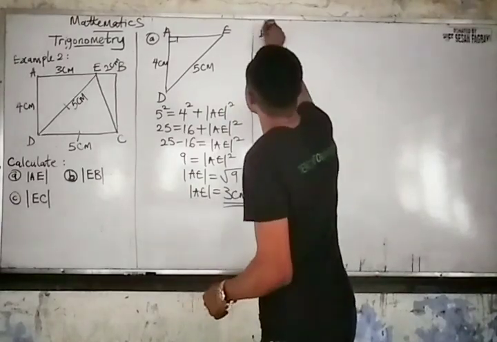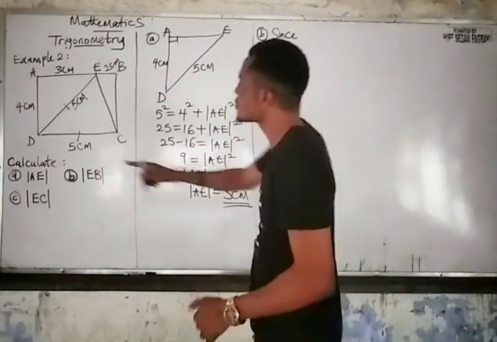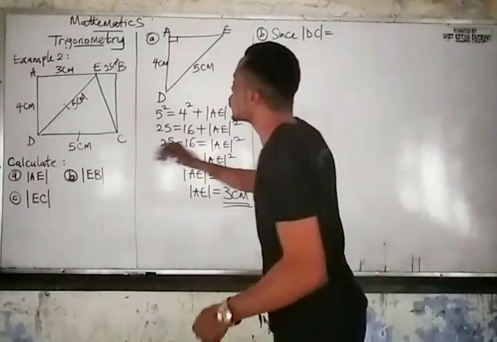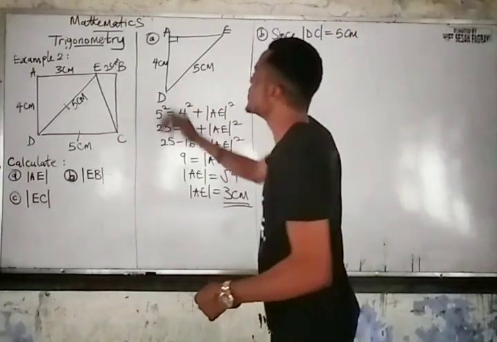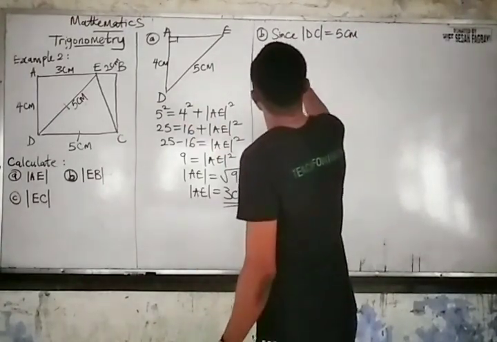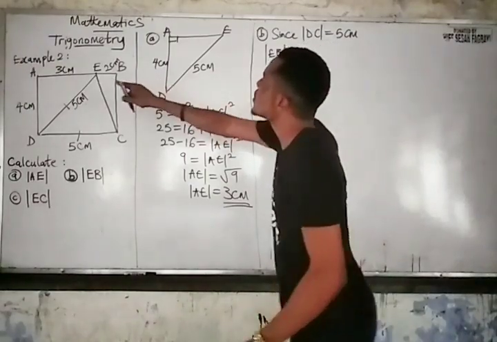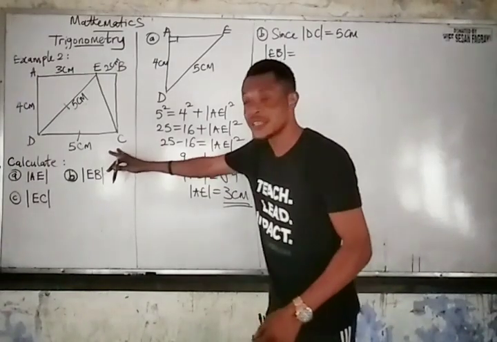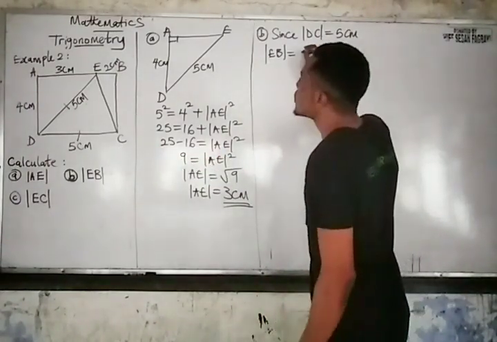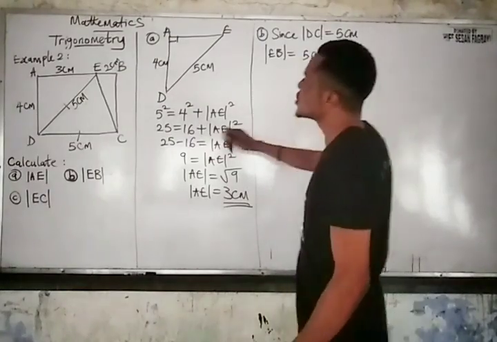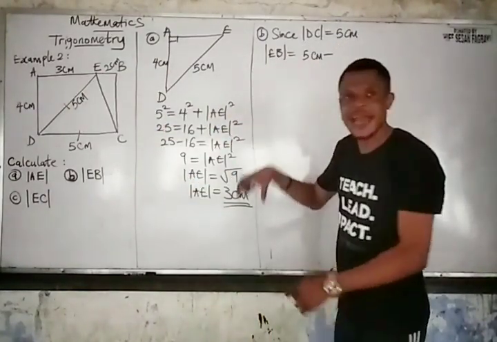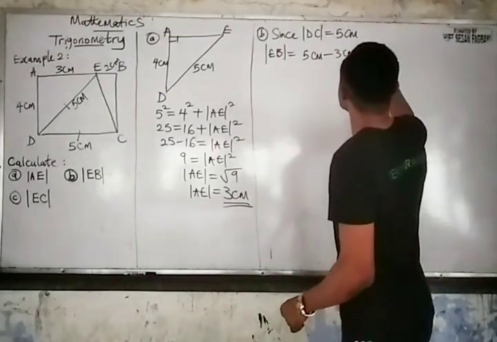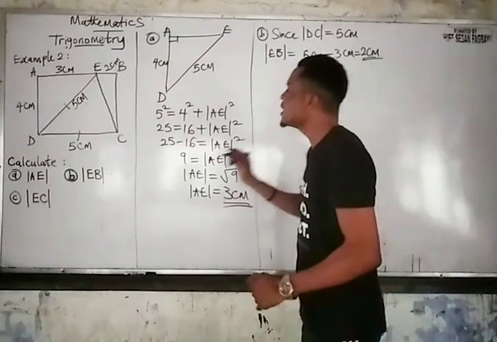So to solve that, we can say since CD or DC is equal to 5 centimeters, that means EB is going to be equal to the A to B, which is also 5 centimeters. We are now going to say the 5 centimeters minus the AE, which we have just found from this, which is 3 centimeters. It will leave us with 2 centimeters. Easy. Now let's move to the C.